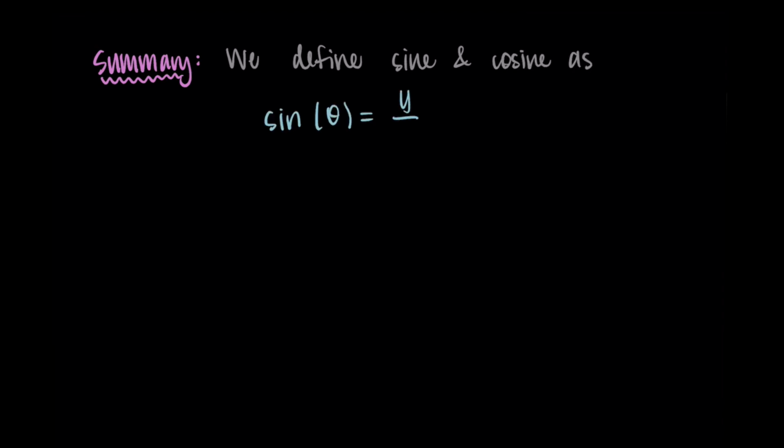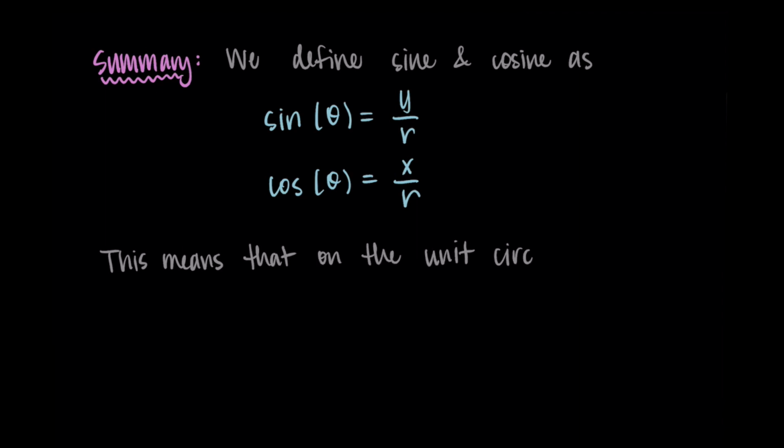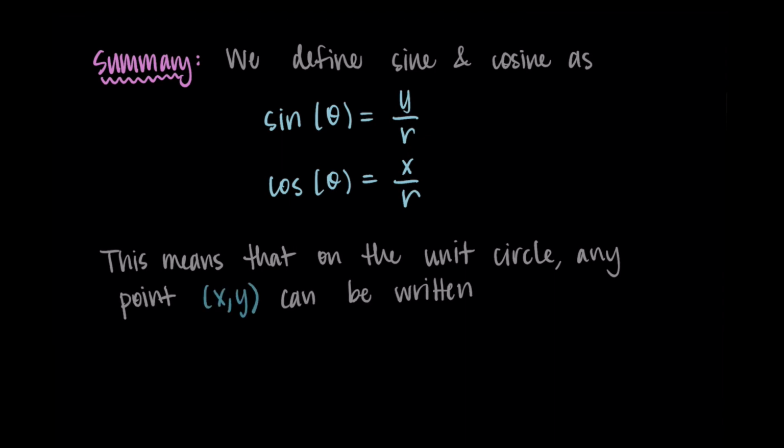Okay, so let's summarize what we just learned. So our process is that we are going to define the functions sine and cosine as sine of theta is equal to y over r, and cosine of theta is equal to x over r. So these are functions, they take in an angle, and they output a ratio of sides. They work for either degrees or radians. The idea is just that you give it an angle and it tells you this ratio. Then this means that on the unit circle, any point x, y can actually be written as cosine, sine. And that's because a unit circle has a radius of 1. And so the r value in these formulas becomes 1 and essentially isn't there anymore.